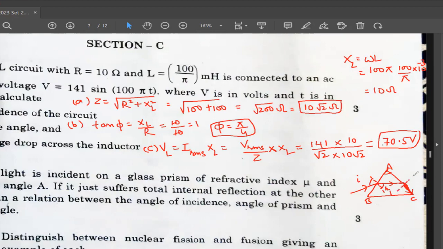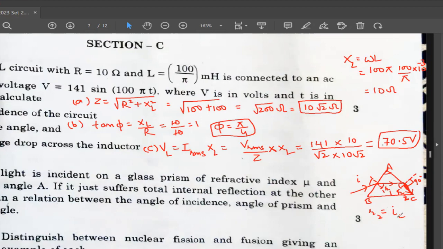Here, draw the normal on this AC face. This angle, we take it to be R2. Here, this angle will be equal to 90 degrees. The angle of refraction from the AC face will be equal to 90 degrees. Now we know that R1 plus R2 is equal to angle A. Also here R2 is equal to the critical angle, because then only the refracted ray is grazing on the surface. That is, the angle of refraction in the other medium is equal to 90 degrees.